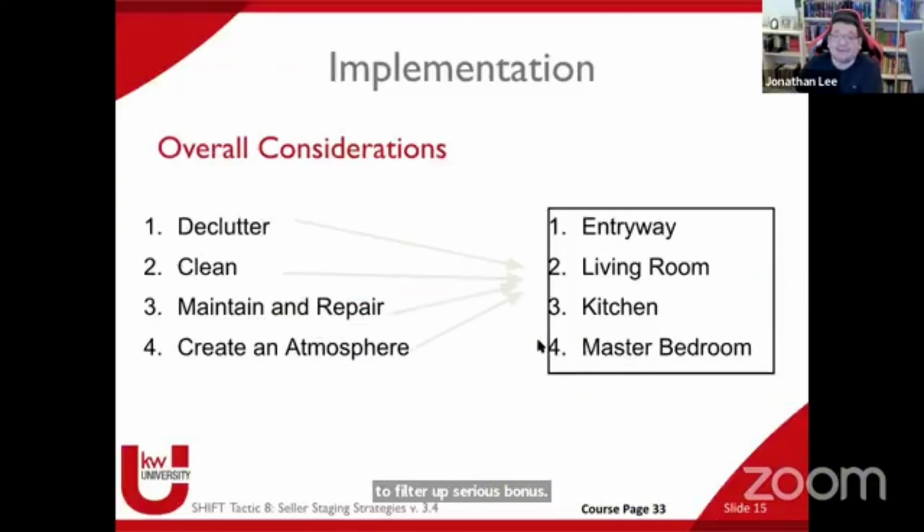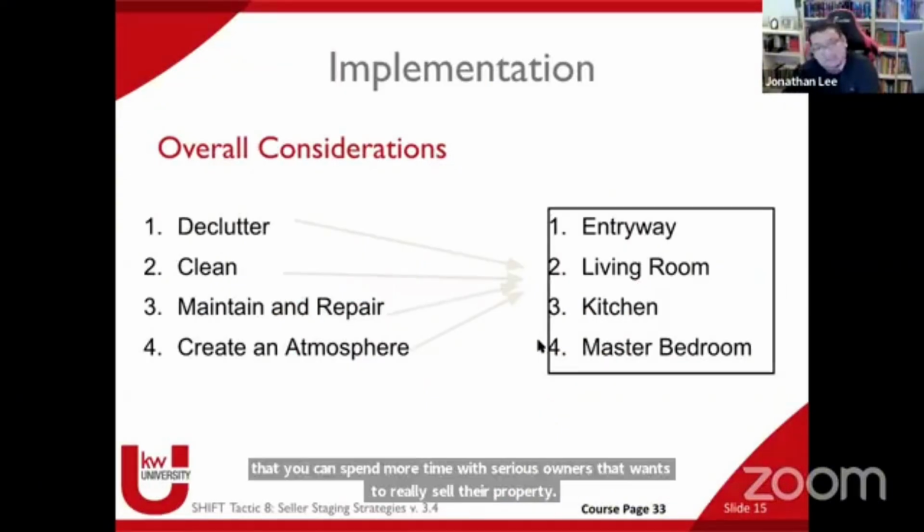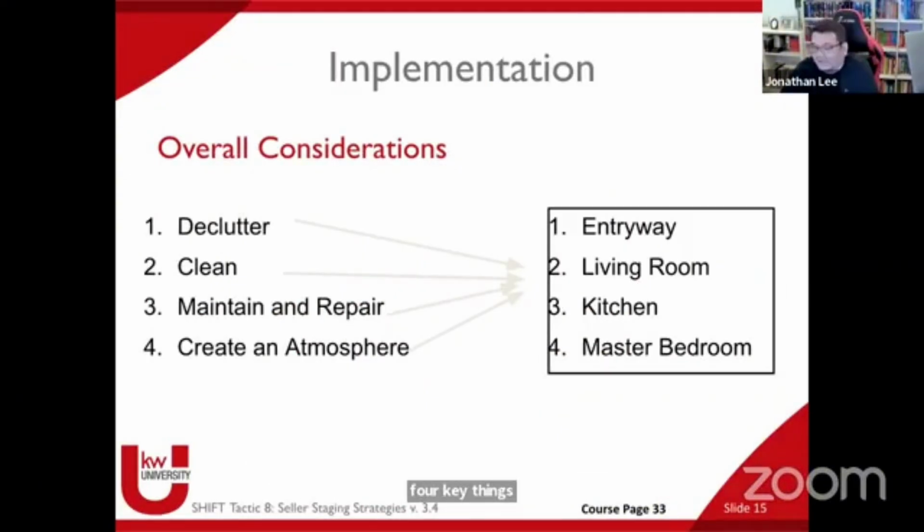Now, what are the key implementations? There are 4 key things to stage a property. It's not complicated, guys, and you don't have to do all of it. Number 1, decluttering. When you talk about decluttering, we're going to show you some videos later about decluttering, about cleaning, maintaining and repair.